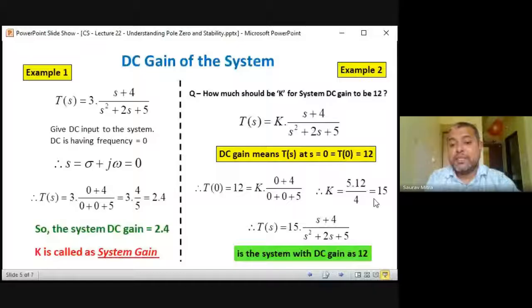But DC gain means whatever DC input you are giving to the system, let's say if you are giving 5 volt, you are going to get 5 into 15, that is 75 volt output. Sorry, 5 into 12, that is 60 volt output from the system. So this K is a multiplication with the transfer function, but DC gain is a combined thing out of it. When S is equal to 0, whatever is the value of H, that is called the DC gain. Important concept, please don't mix up.